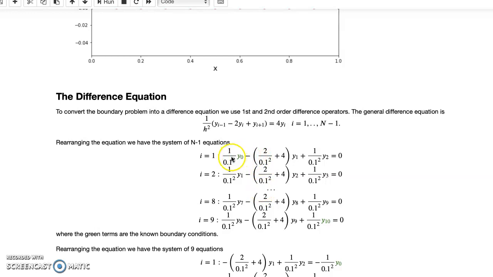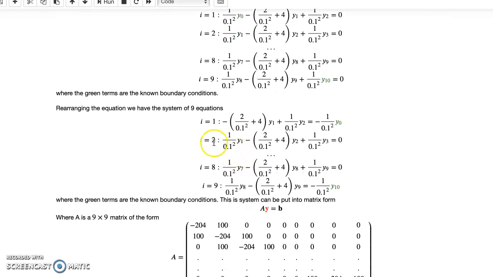So what we have here is 100 times y0, minus 204 times y1, and 100 times y2. All these equations look the same, but note, the first equation has y0, y1, y2, the second equation y1, y2, y3, and so forth. So if we rearrange our equation by bringing everything we know to the right hand side, just a small change is the top equation and the bottom equation are different.